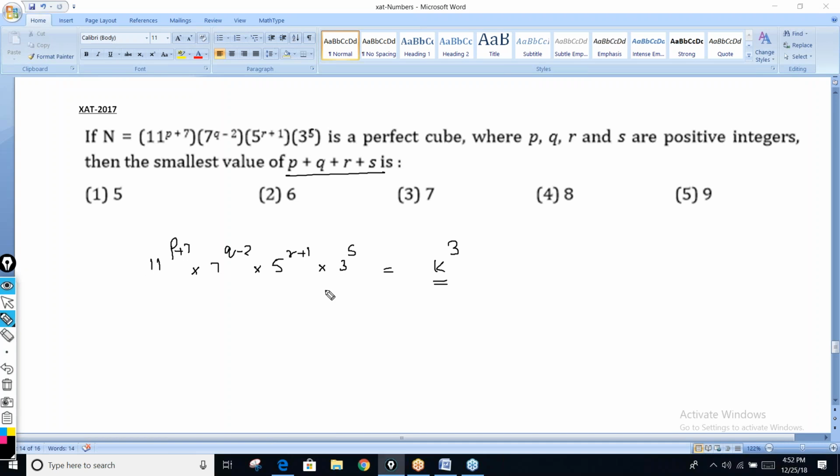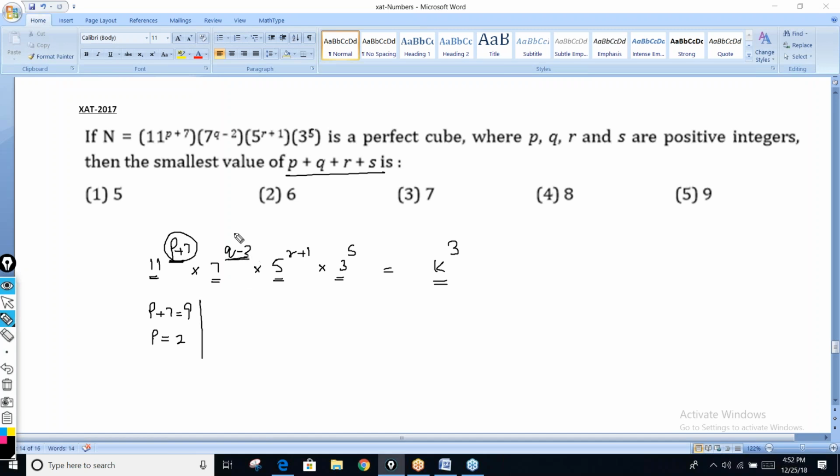To make it a perfect cube, because every prime is a different prime, we need to make every prime power a perfect cube. So to make it a perfect cube, p should be how much? They are positive integers. So this number should be at least 9. So if p plus 7 is 9, the minimum possible value is 2.